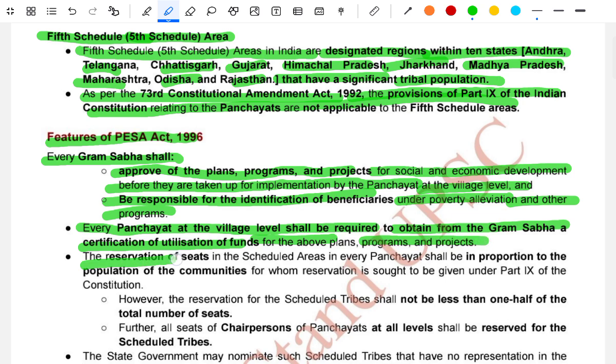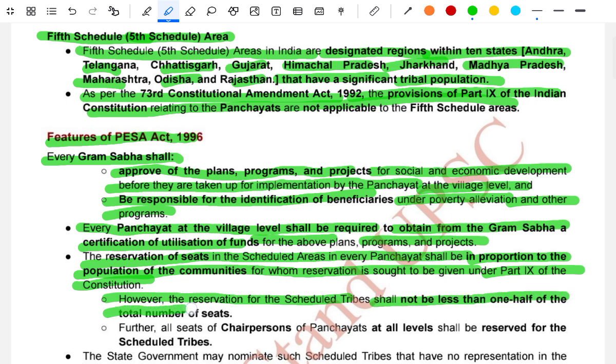The reservation of seats in the Scheduled Areas in every panchayat shall be in proportion to the population of the communities for whom the reservation is sought to be given under Part 9 of the Constitution. However, the reservation for the Scheduled Tribes shall not be less than one half of the total number of seats. Further, all seats of chairpersons of the panchayats at all levels shall be reserved for the Scheduled Tribes.